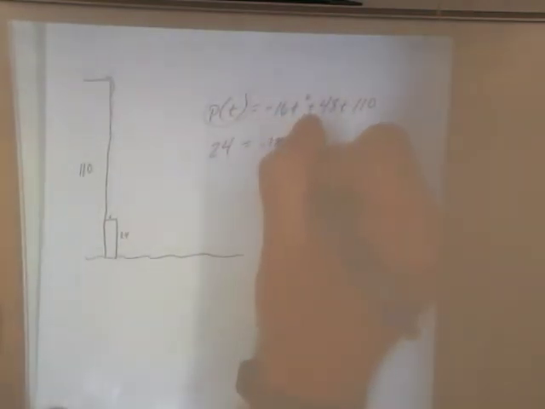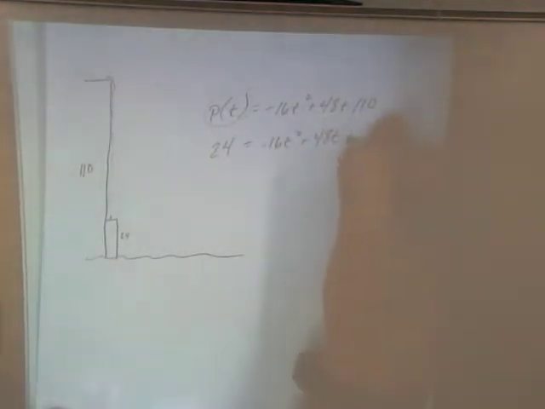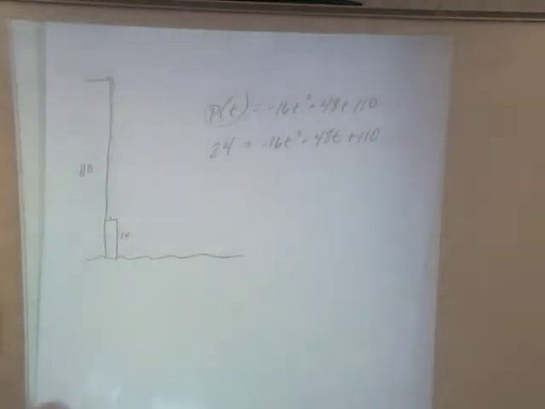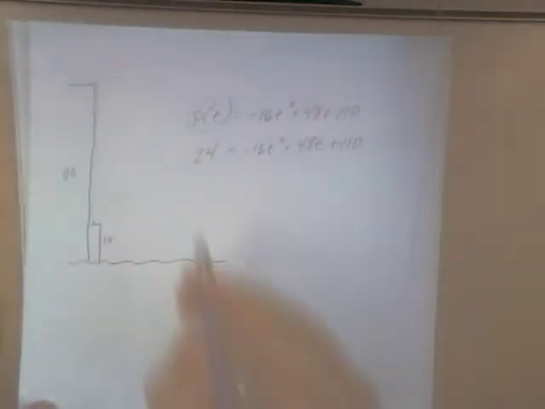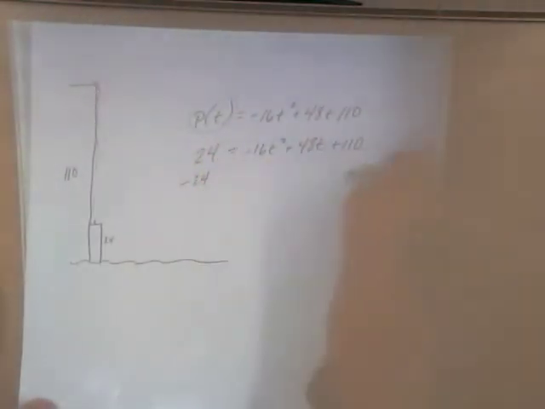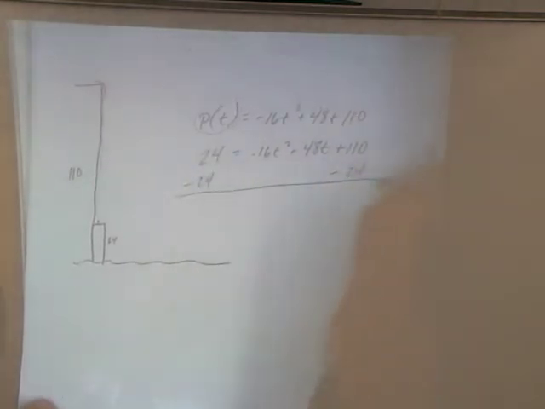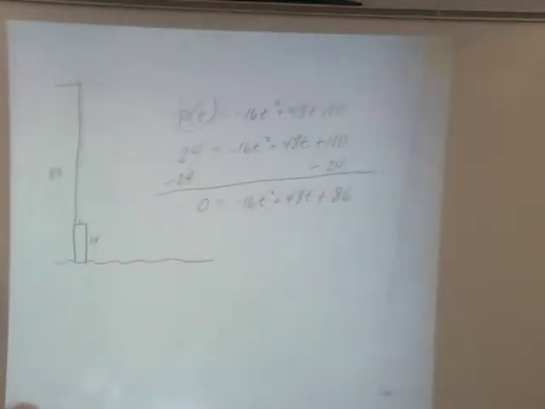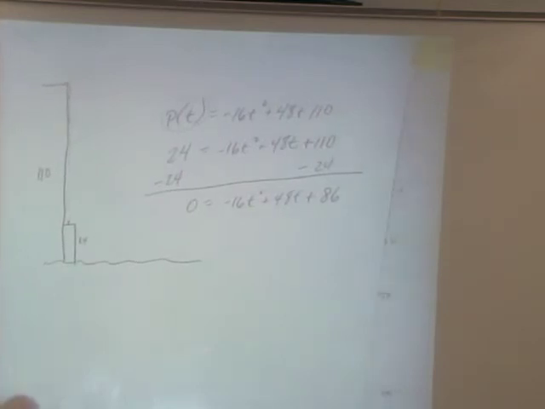So 24 equals negative 16t squared plus 48t plus 110. So it's quadratic when you set it equal to 0. Minus 24, minus 24. So 0 is equal to negative 16t squared plus 48t plus 86. All right, so I don't know about y'all, but I'm looking for my calculator right now.